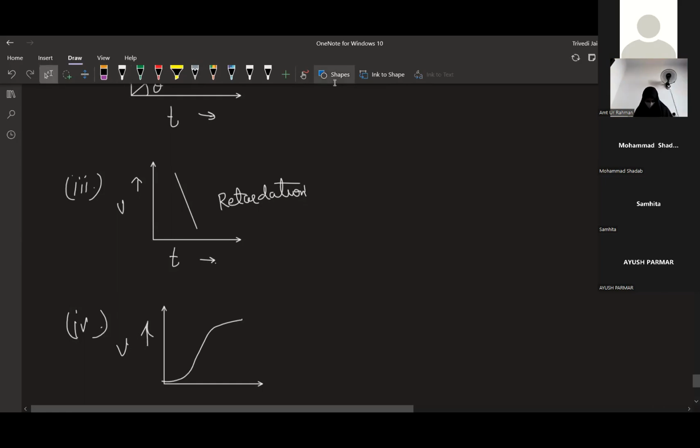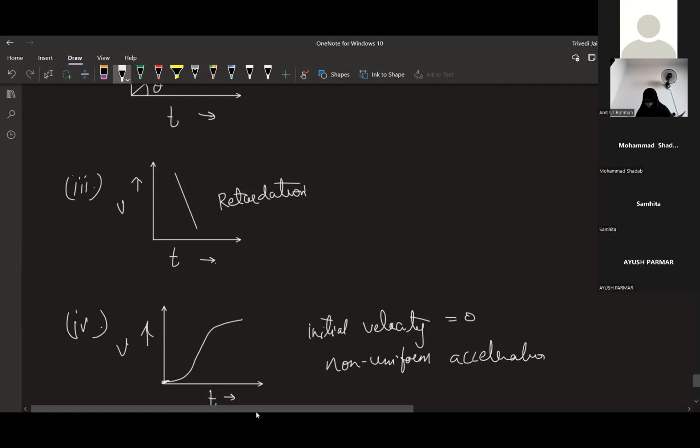What about this one? So accelerated but not constant acceleration. Yeah, it's not constant. But it is accelerating, but not constant, right? Yes, sir. So initial velocity is zero. It's starting from zero actually. I couldn't draw here properly. You can start from zero itself. So this is non-uniform acceleration, we can say.